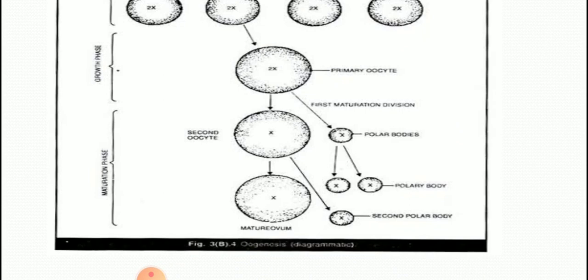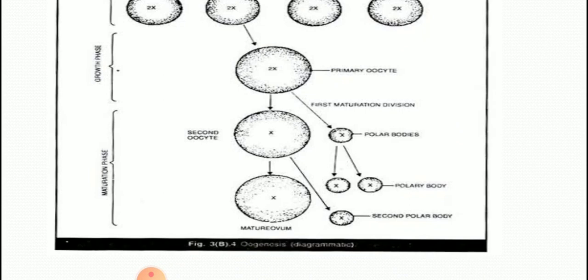And the first small cell formed is a polar body, and that polar body again divides into two small equal cells called polar bodies. So at the end of this process, there are three polar bodies and one larger cell, called the ootid. One functional ovum is formed, and three polar bodies are formed, and these polar bodies disappear at the end due to the lack of cytoplasm.